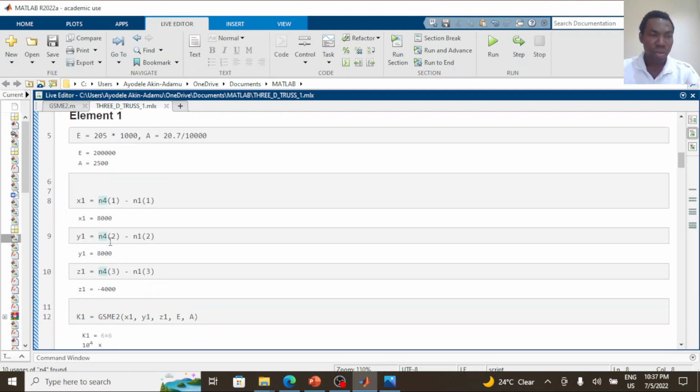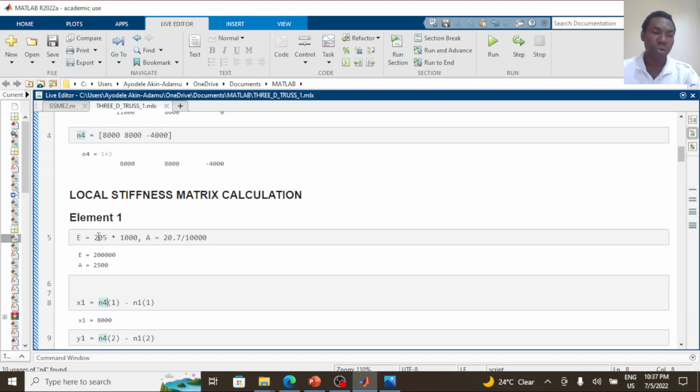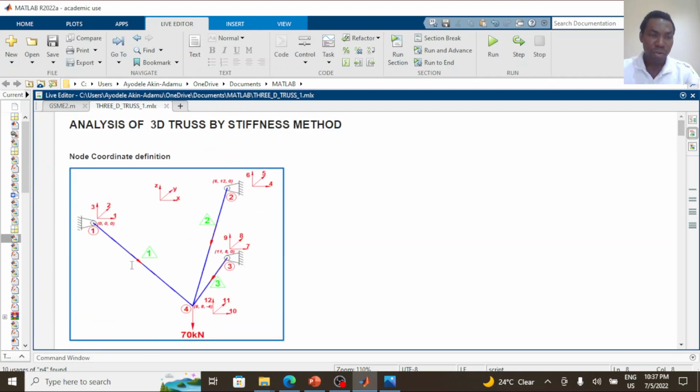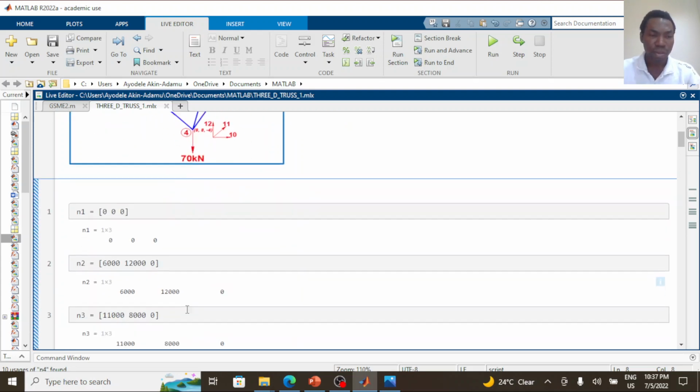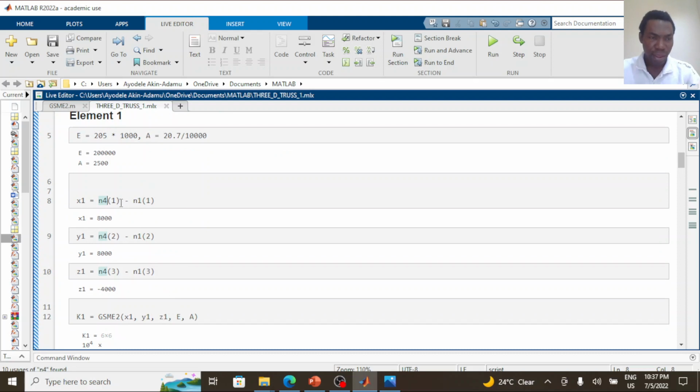For y1 we do the same thing. But why are we subtracting node 1 from node 4? Element 1 is located between node 1 and node 4. And we subtract the start node from the end node. For this question, because the arrowhead is pointing towards node 4, node 4 is our end node. So that's why it is node 4 minus node 1. So x1, y1, z1 is computed in this manner.